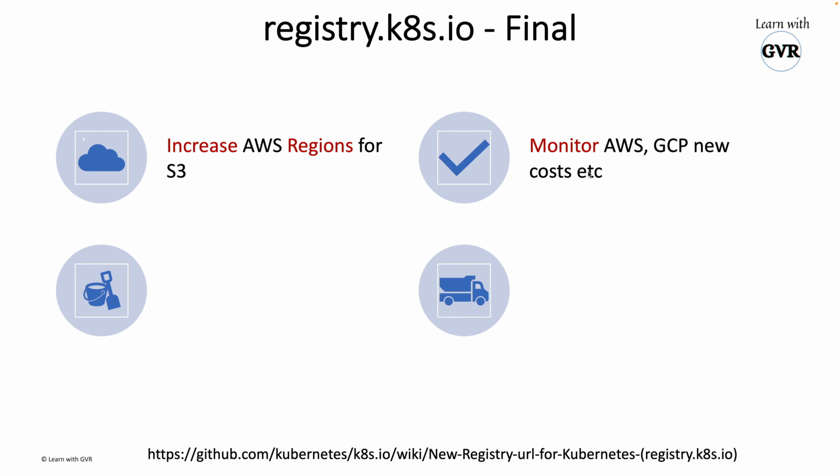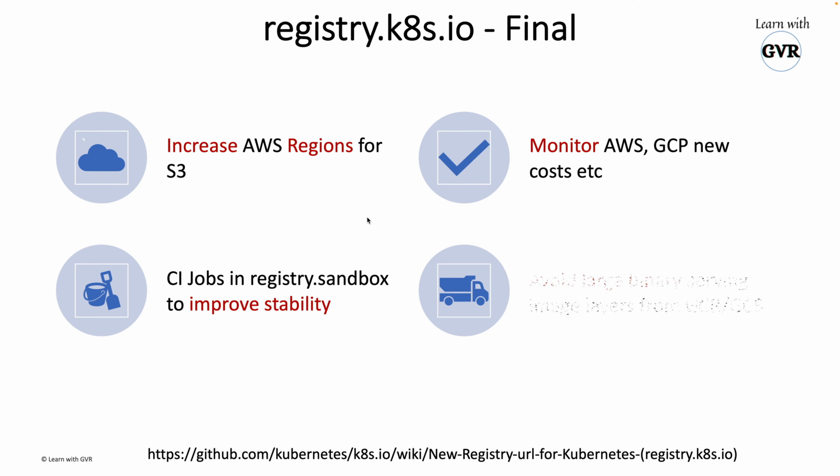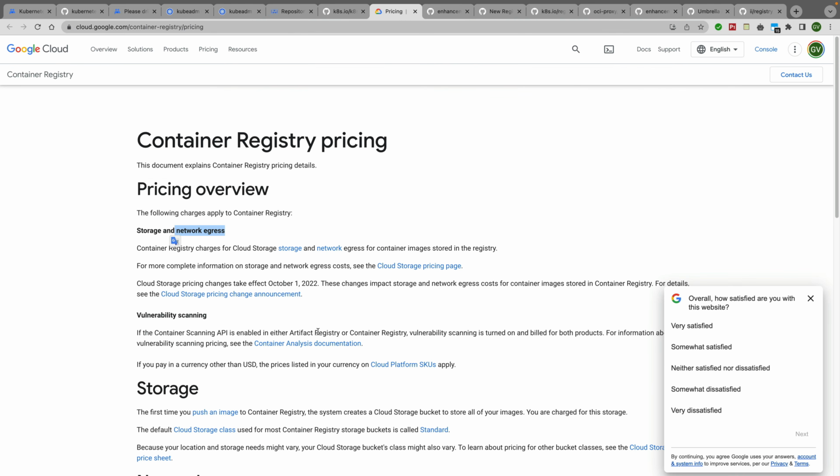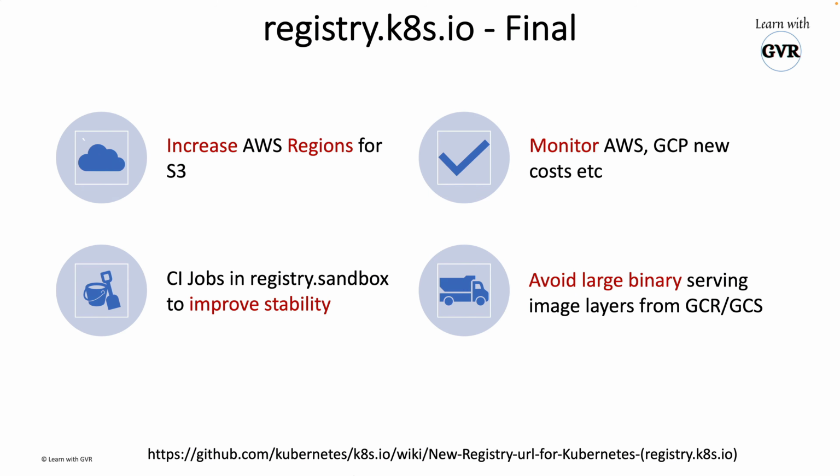So they said that they're going to monitor, and also they set up CI jobs to improve the stability, right, from the sandbox to actual production. And also the main objective is that they want to avoid serving large binaries from the Google Cloud Registry. Why? Because Google will charge whoever is maintaining it for storage and egress, right. Unless we join the Kubernetes community, we won't be able to understand.